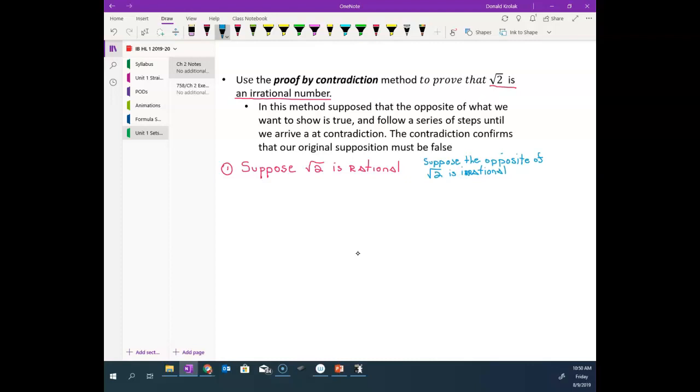All right. So by definition, if something is rational, so our second statement here is if something's rational, then you can write it as the ratio of 2 integers.